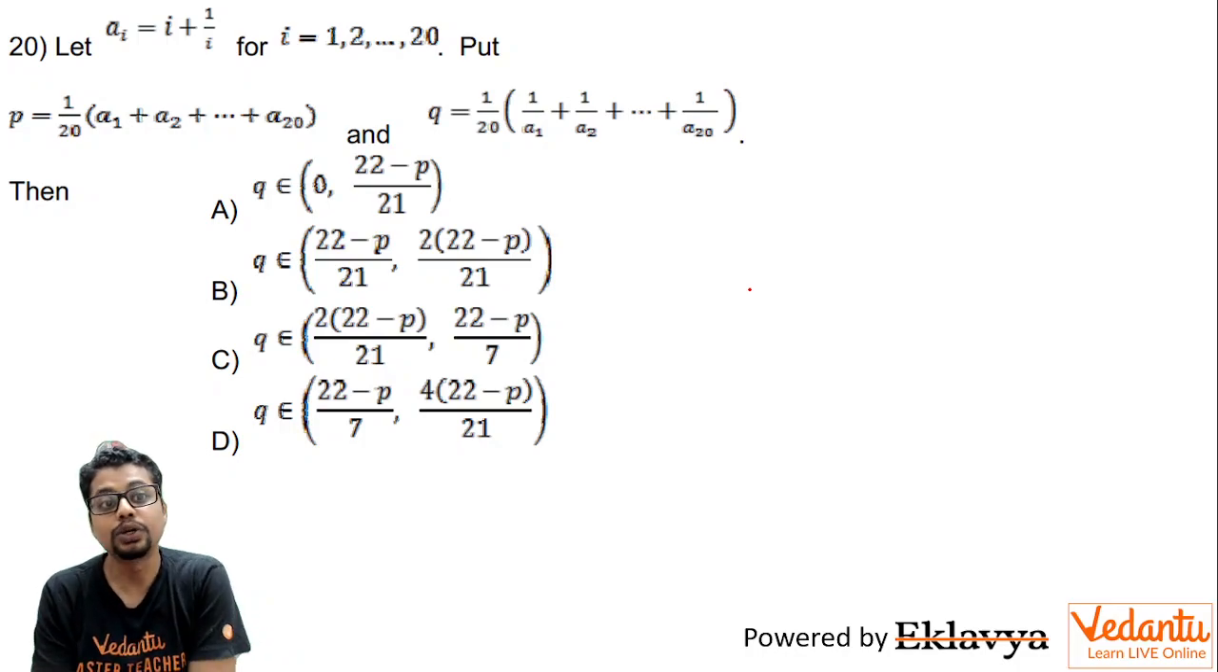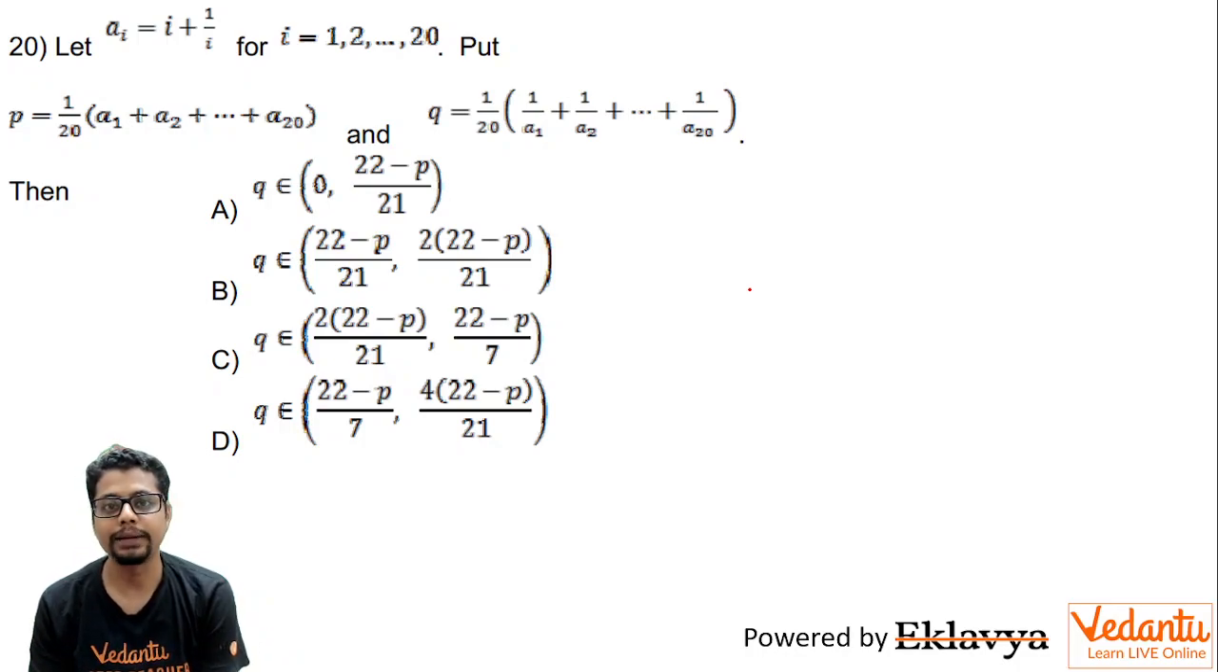Hi everyone, the question is: let a_i equal i plus 1 by i, for i being the first 20 natural numbers. P is equal to 1 by 20 times a1 plus a2 plus a3 and so forth up to a20. Q is equal to 1 by 20 times 1 by a1 plus 1 by a2 and so forth plus 1 by a20. And we have to comment upon what interval Q lies in, where the intervals are in terms of P.